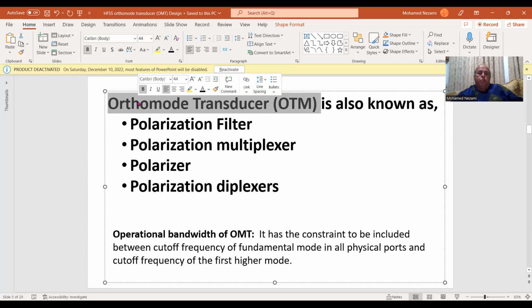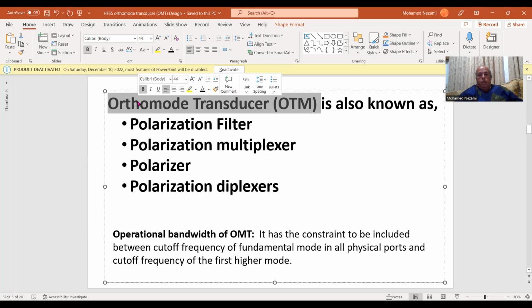And it has several names. One of them, for instance, is polarization filter. The other one is polarization multiplexer. There's another name for it, which is just simply polarizer. And there's a polarization diplexer. So all these four names basically mean the same thing, okay? In addition to Orthomode Transducer.